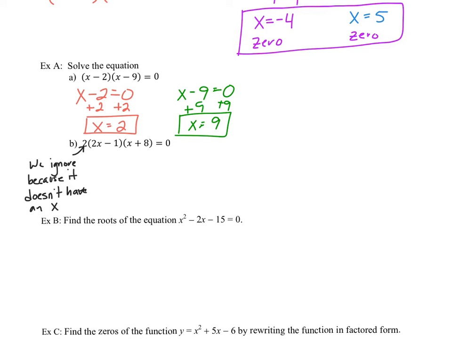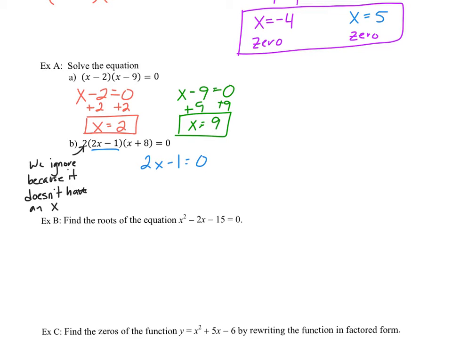So there are times where it could be like a 2x out there, and then I would set that equal to 0 and solve it, and in that case x would equal 0. So if it has an x, set it equal to 0. If it doesn't have an x, ignore it, leave it alone. Okay? So this has an x with it, so I'm going to take it and set it equal to 0.